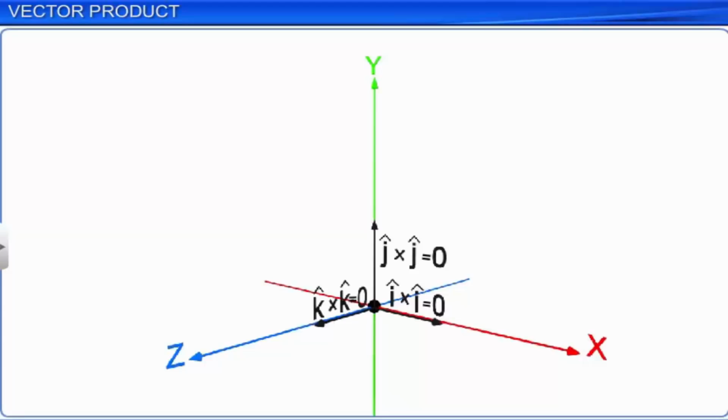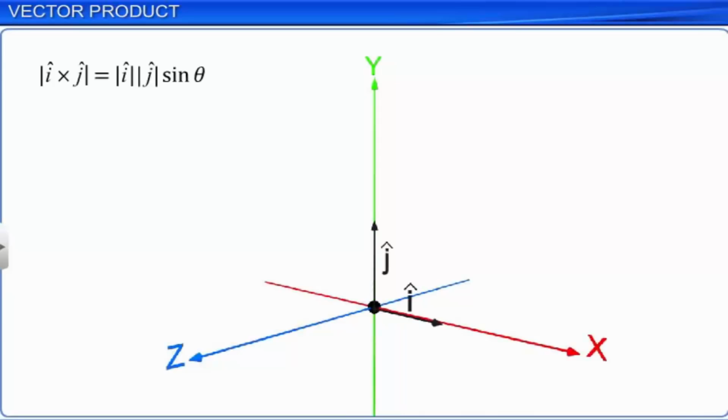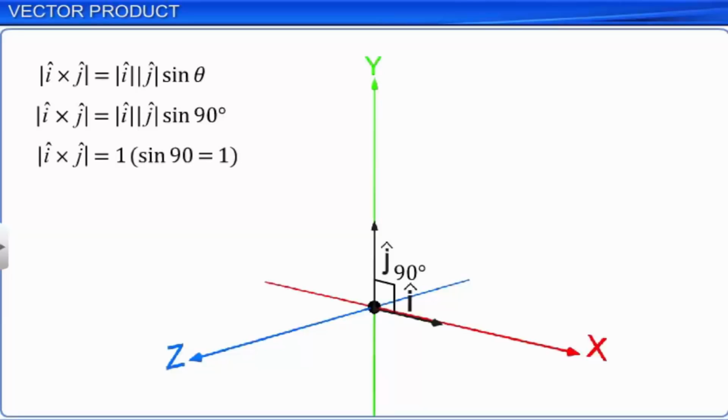The vector product of i and j is equal to the product of the magnitudes of i and j and the sine of the angle between them, which is 90 degrees. The magnitude of i cross j is equal to 1, since sine 90 is 1. The direction of the vector product i cross j is along the positive z-axis. Therefore, i cross j is equal to k.